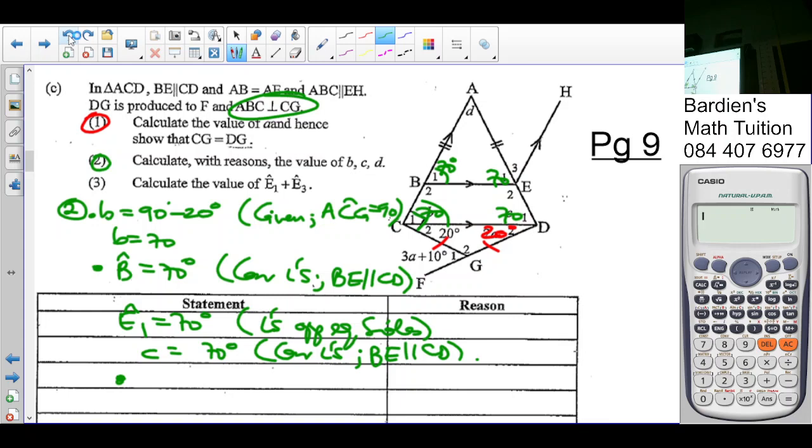And D? We can go with sum of triangles here. Okay? So D plus 2 times 70 equals 180, sum of triangles, and this triangle, ABE. So lowercase d is equal to 180 minus 140, which is 40 degrees. Okay. They have answered what they wanted from us. Okay.